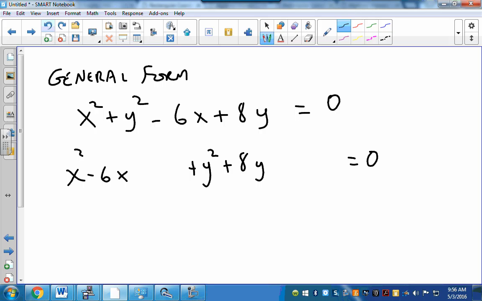Okay, now to complete the square, there's a process. We'll do the x's first. Okay, so we need to put a number there. The way we're going to find the number is you take half of that coefficient. Half of -6 is -3. You have to square that. What's -3 squared?